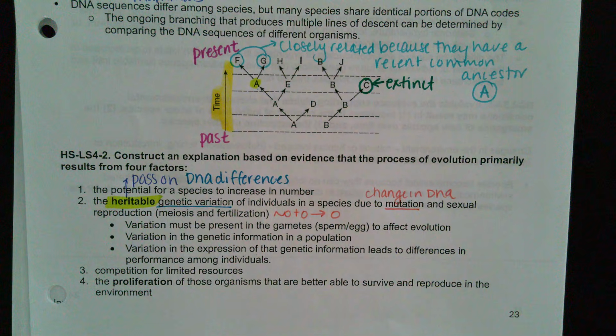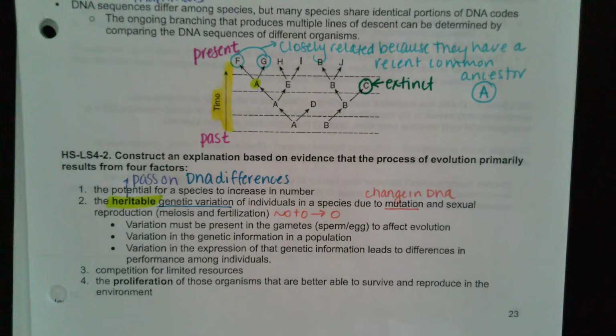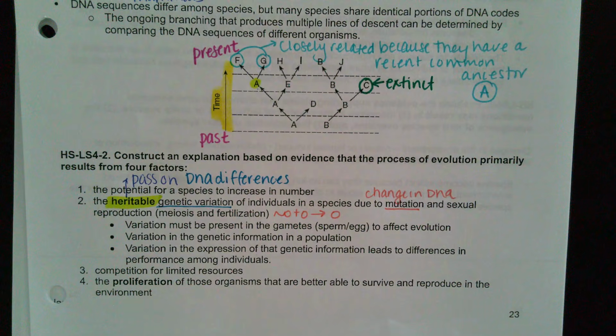Then we have 3 bullet points under that. Variation must be present in the gametes, sperm and egg, to affect evolution. This has been on several of the tests so far.